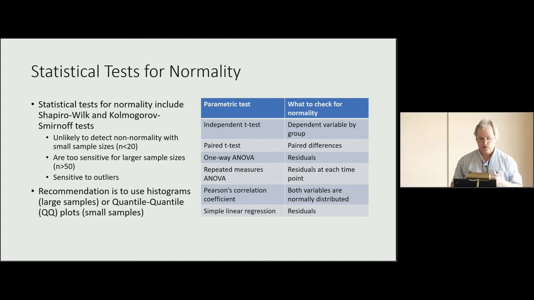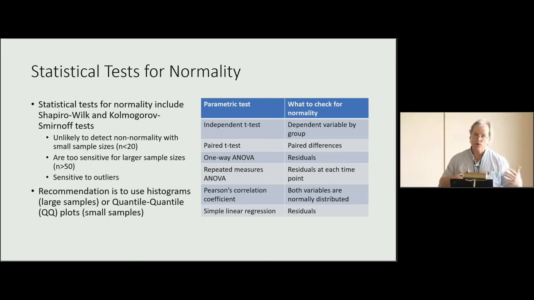Statistical tests include the Shapiro-Wilk and the Smirnov, I can't remember the guy's name, but the Smirnov test, right? But the problem with these is that they're unlikely to detect non-normality with small sample size. So if you have a study in which the n is less than 20, using these things can be problematic, right?